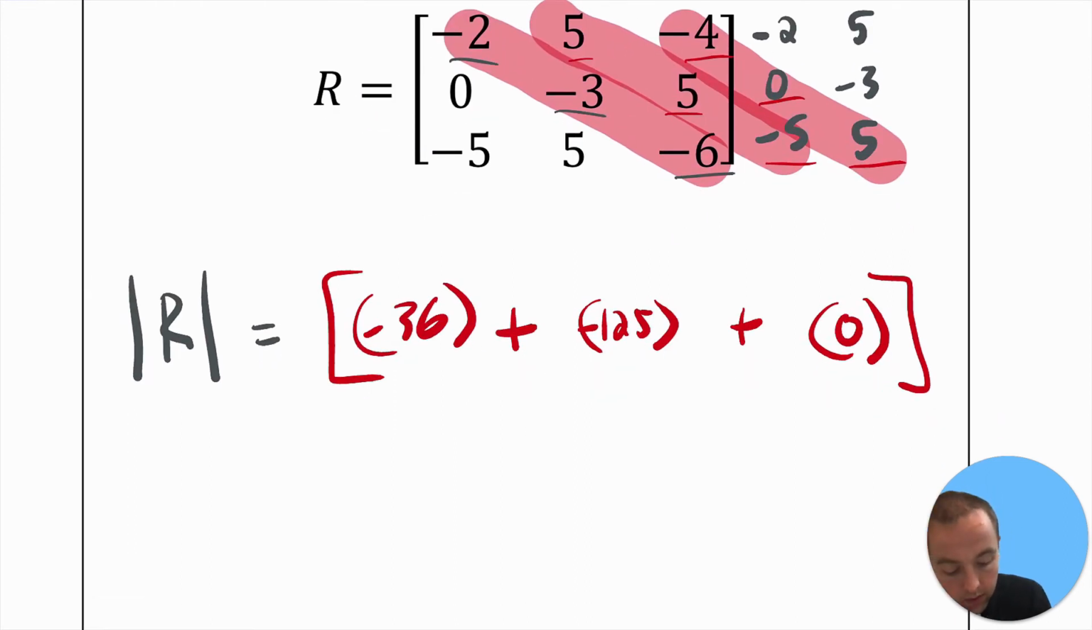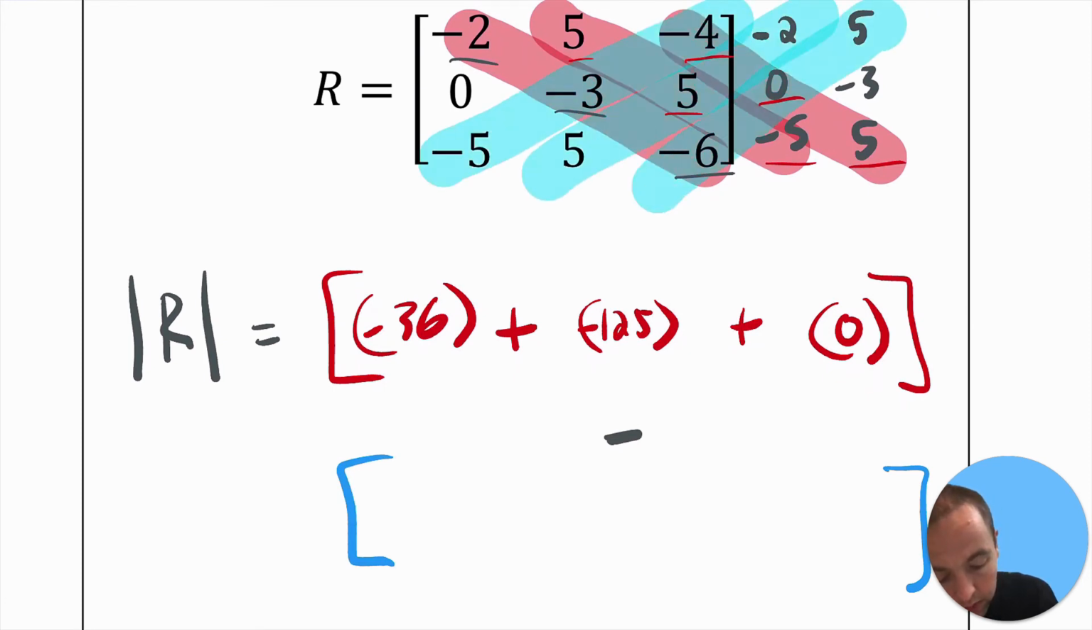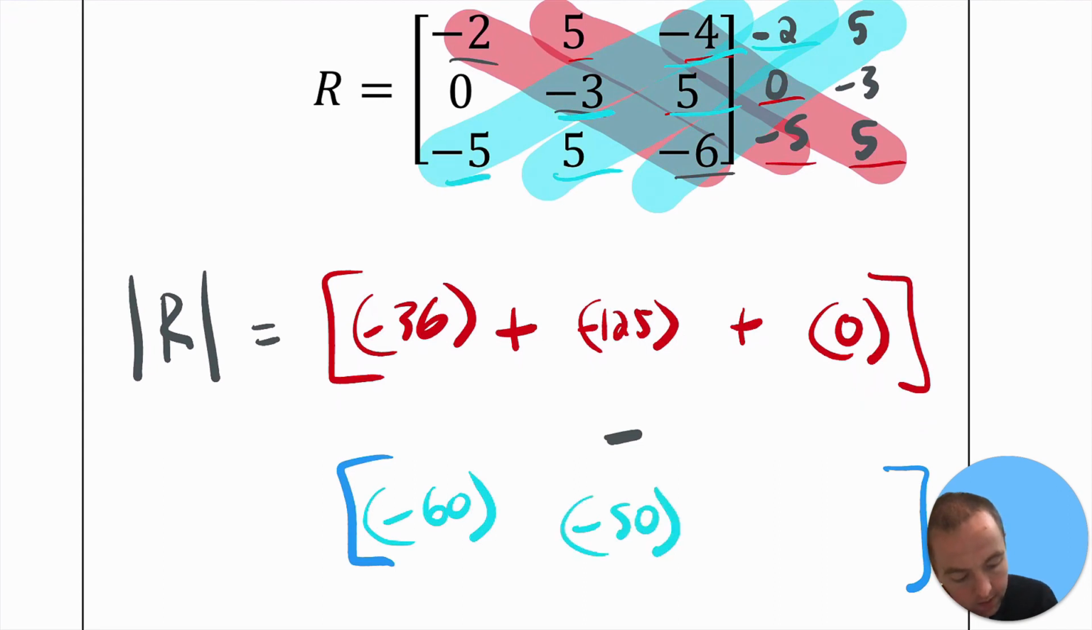We're going to then subtract whatever total we get from adding these products that will be in the bluish color. So we'll use the diagonals that are right there in the blue. One of our diagonals there is going to be -5 times -3 times -4. That equals -60. And then 5 times 5 times -2 equals -50. And then -6 times 0 times 5 equals 0. And we add those things all together.